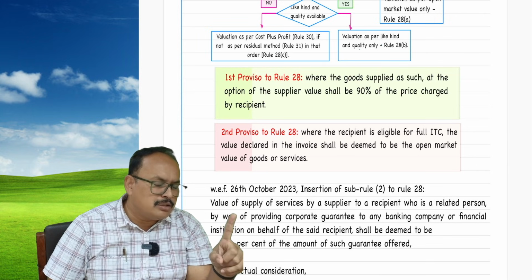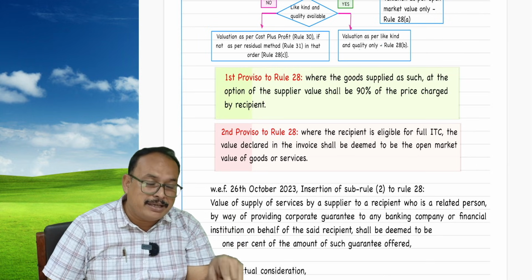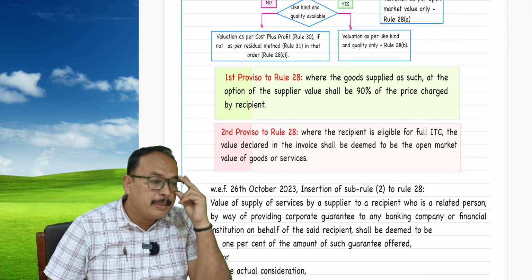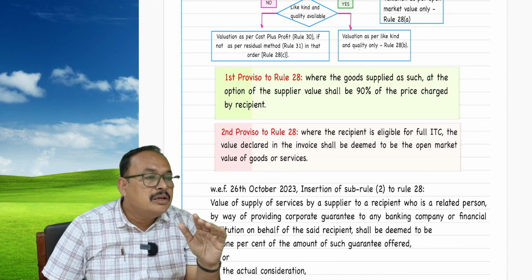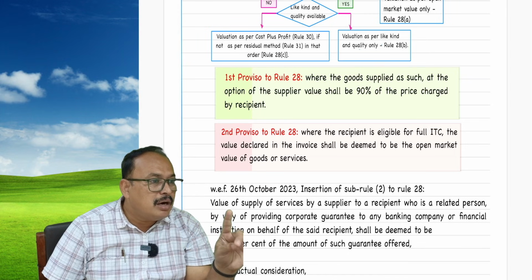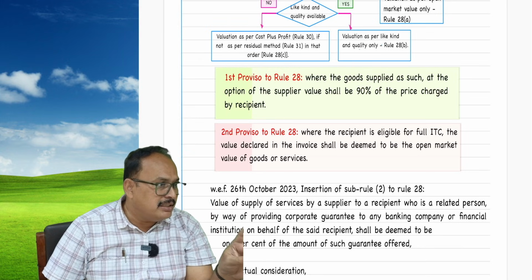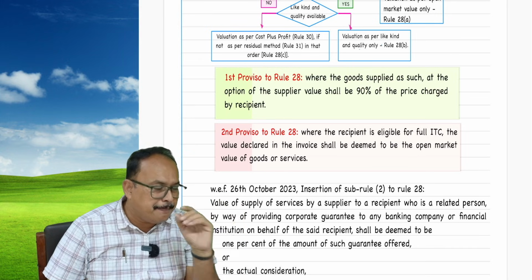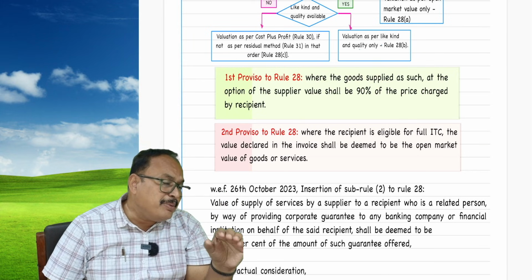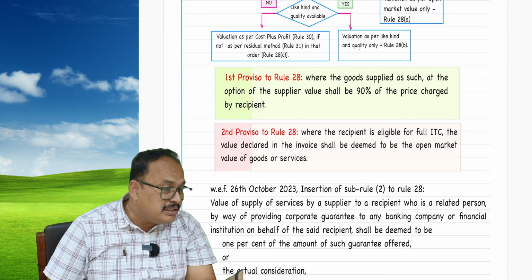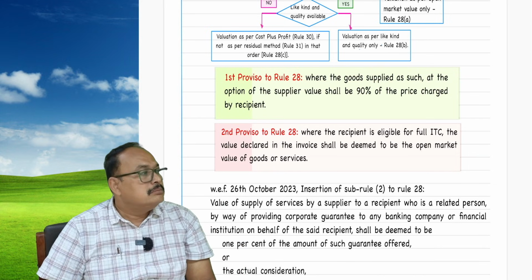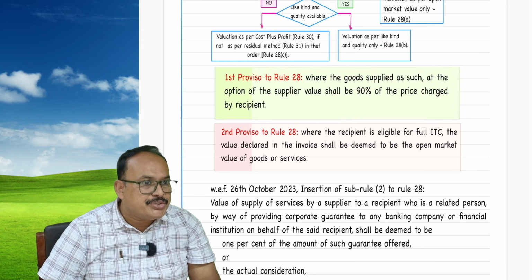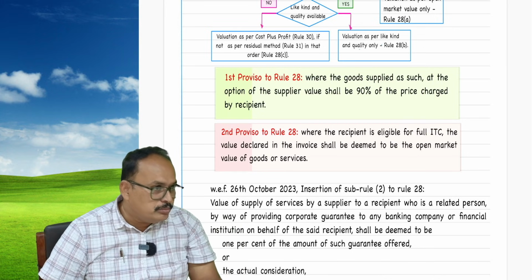Rule number 10, rule number 27, rule number 28, rule number 28, sub number 2. The proviso, only one proviso, says that 1% per annum of the corporate guarantee value or actual consideration, whichever is higher. The 1% per annum basis is clear. If the recipient is eligible to claim the full amount of ITC, the 1% concept is not applicable. Whatever value is shown in the invoice is the open market value.